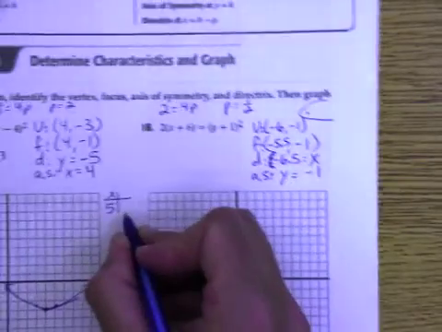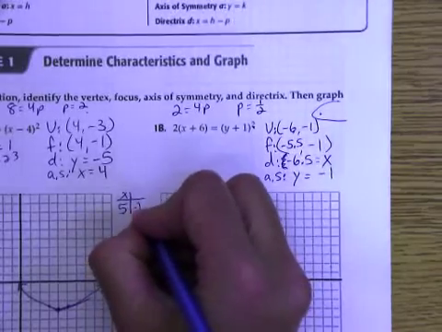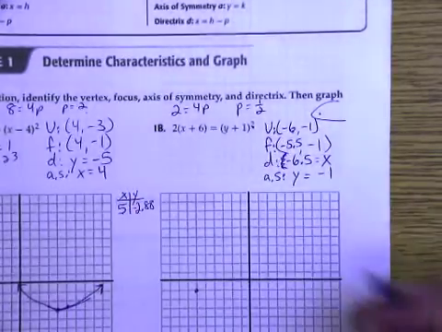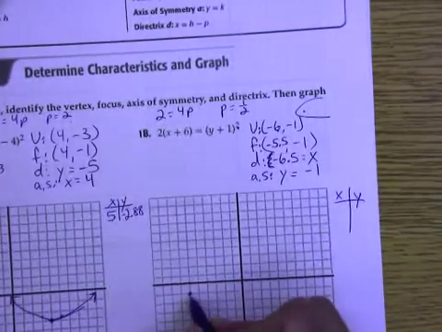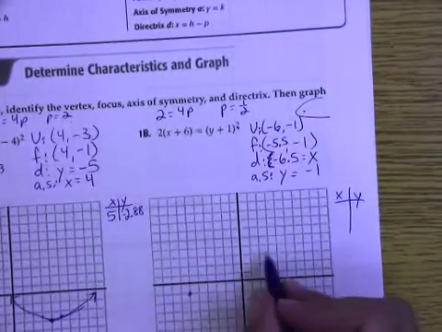And then I graph it. My vertex is at negative 6, negative 1. 1, 2, 3, 4, 5, 6, negative 1. So maybe, oops, I never put this number in.